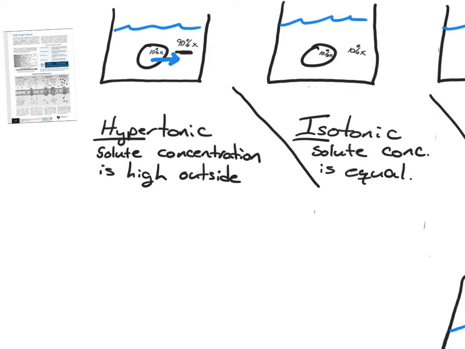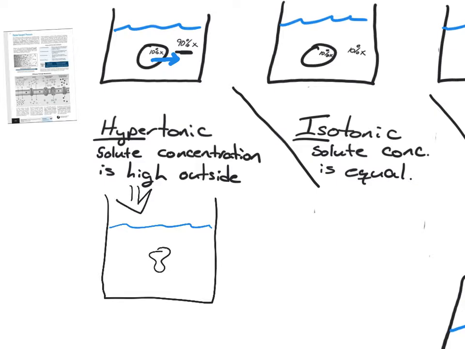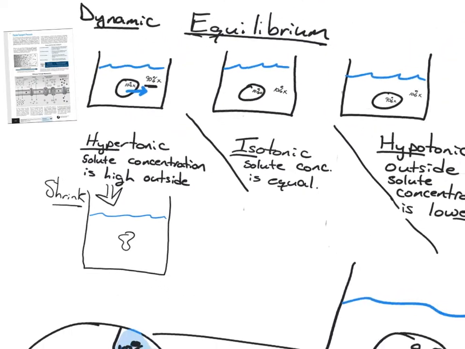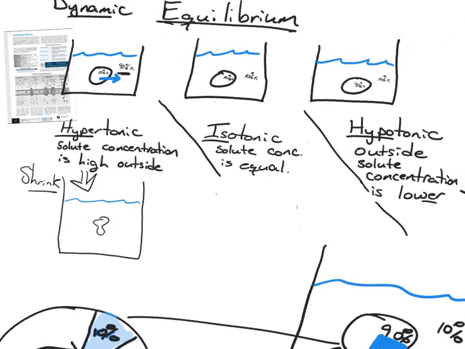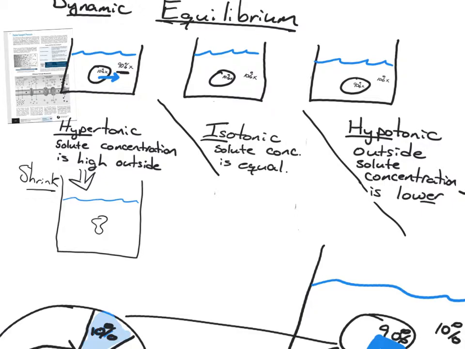So what is that going to do to the cell then? It's going to shrink it. That's correct. So the cell's going to shrink. And it's going to make the wall fall? Oh, wait, no. That's for a plant. So it's going to shrink. Everybody okay with that? That's what's going to happen in a hypertonic solution. The cells shrink.